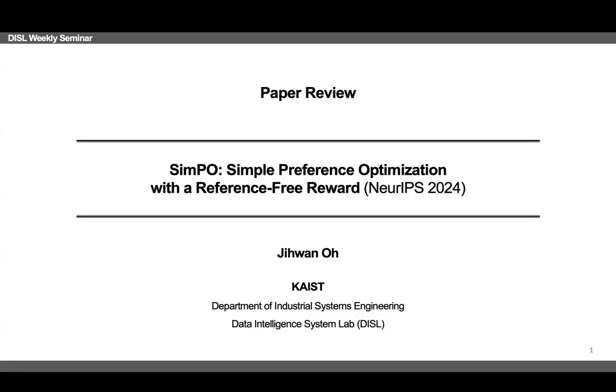Hi everyone. I'm Jihwan from KAIST. Today I'm going to introduce the paper SimPO, Simple Preference Optimization with a reference-free reward, which is published in NeurIPS 2024. SimPO is one of the variations of DPO, which is a simple and effective preference optimization algorithm.